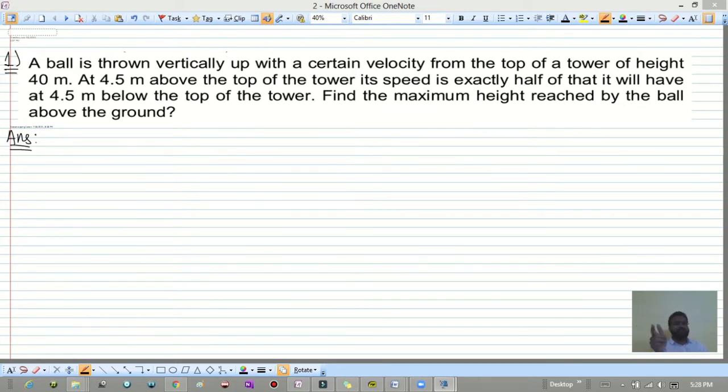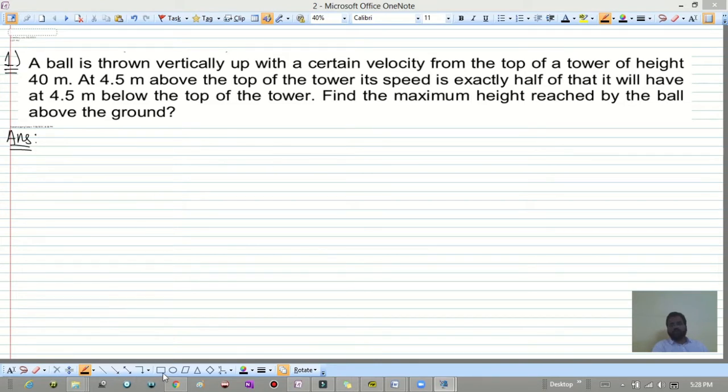So first question, as you can see over here: a ball is thrown vertically up with a certain velocity from the top of a tower of height 40 meter. At 4.5 meter above the top of the tower, its speed is exactly half of that it will have at 4.5 meter below the top of the tower. Find the maximum height reached by the ball above the ground.